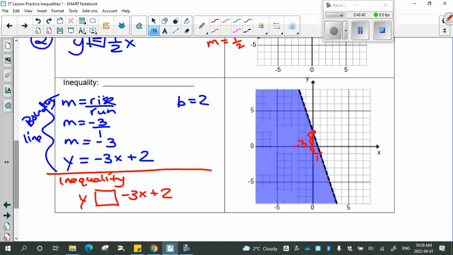So is it shaded above the line or below the line? Below, so that's less than. Is the boundary line dashed or solid? Dashed, so I don't put in or equal to. Okay? All right, guys, good job. So we're gonna do some games, Desmos games.